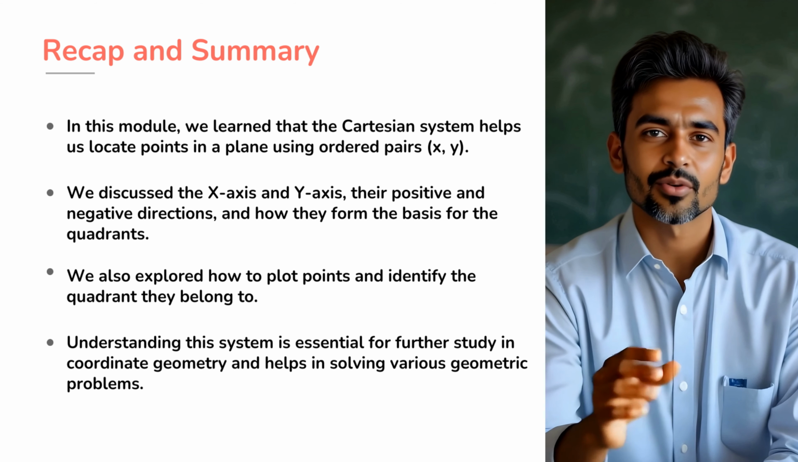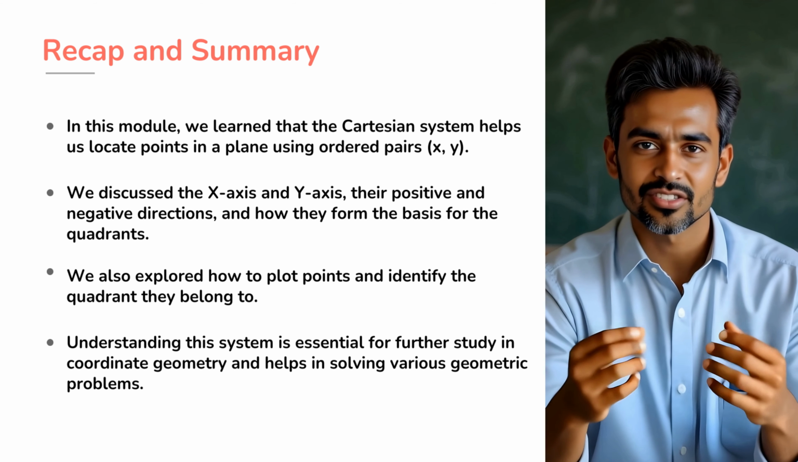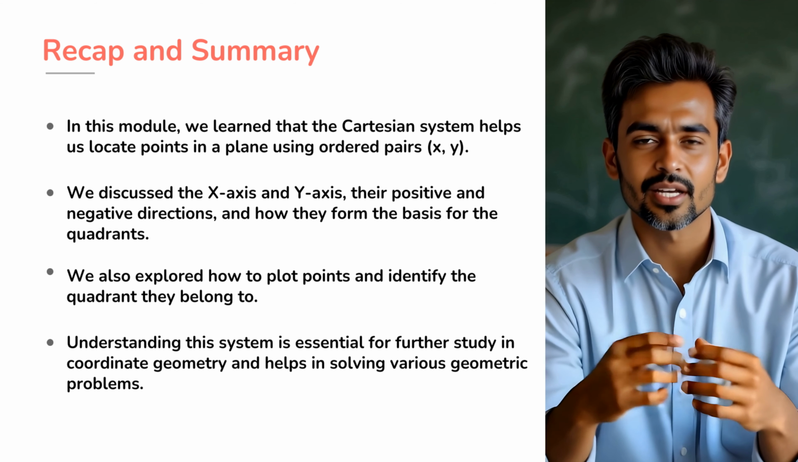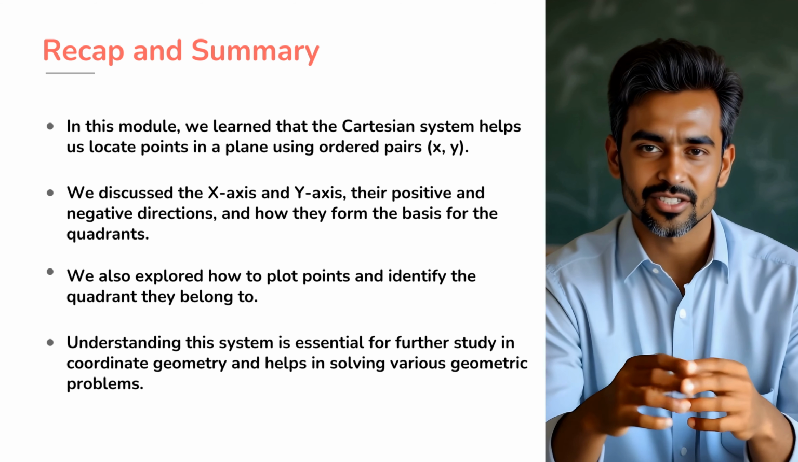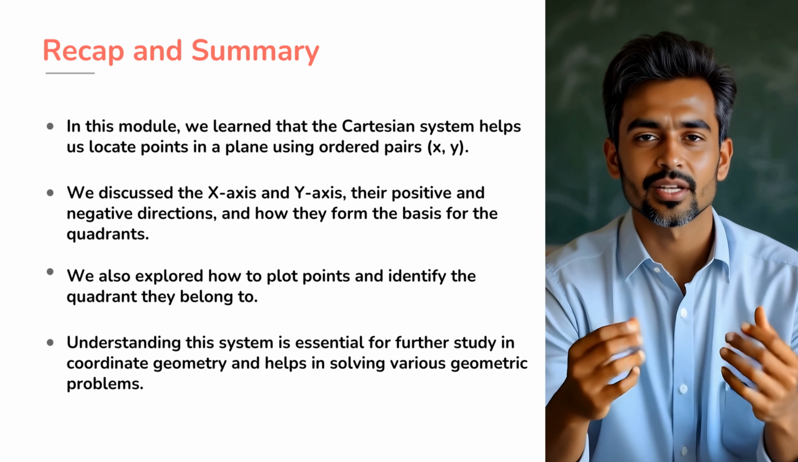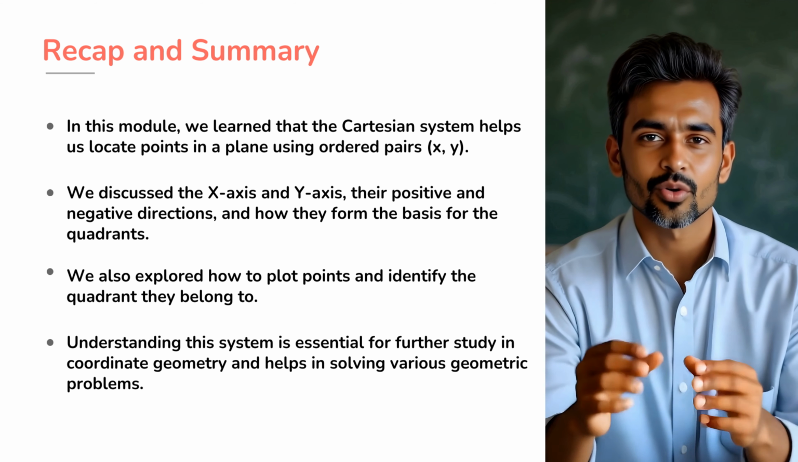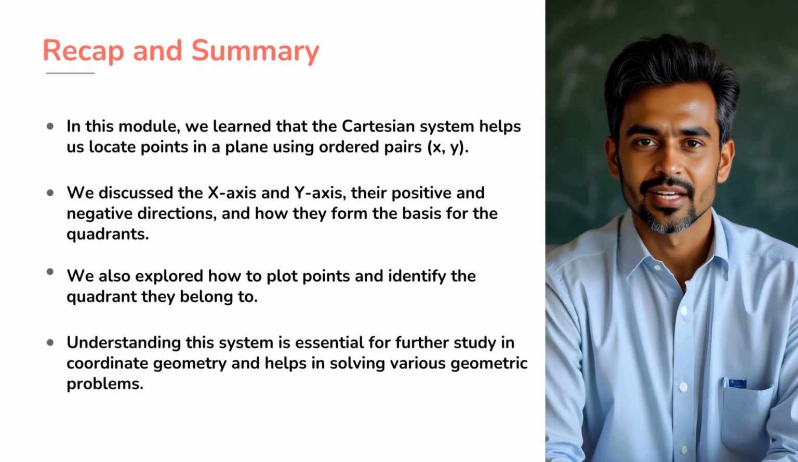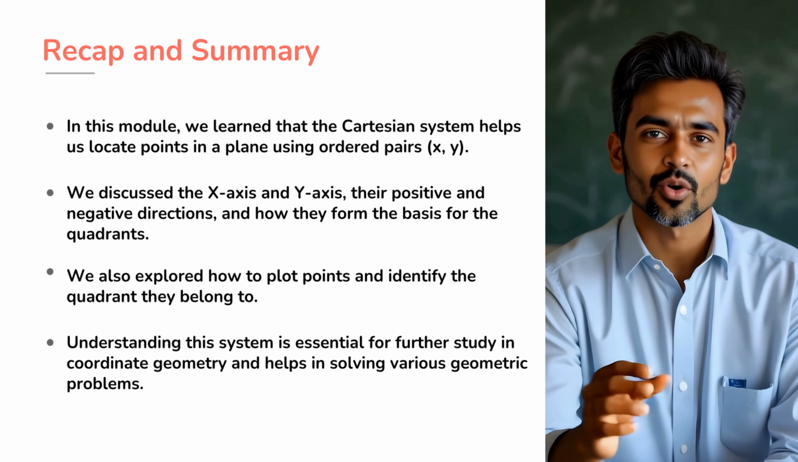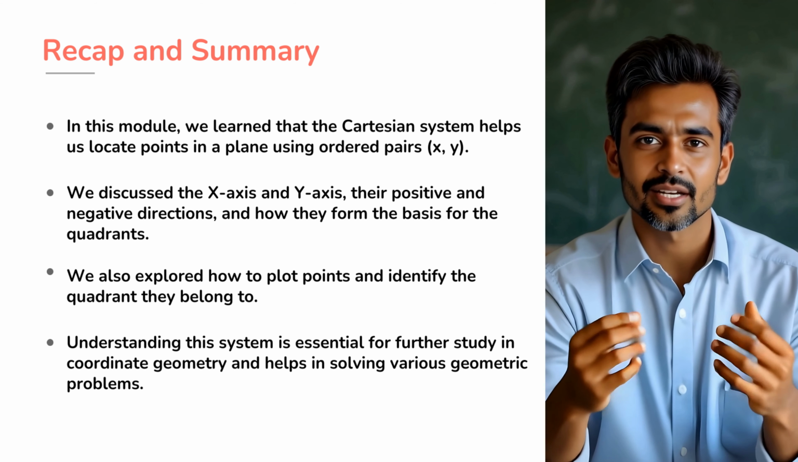So, to quickly recap, today we learned about the Cartesian system, which allows us to describe the position of a point in a plane using ordered pairs (x, y). We explored how the x and y axes form the coordinate plane, dividing it into 4 quadrants. We also practiced how to plot points and identify the quadrant they belong to based on their coordinates. This is just the beginning.